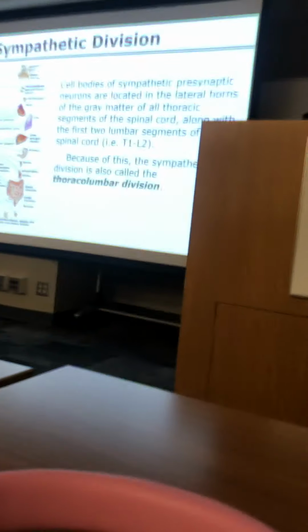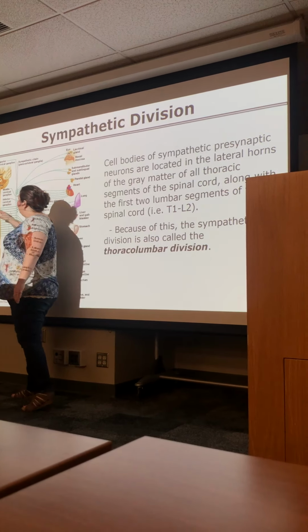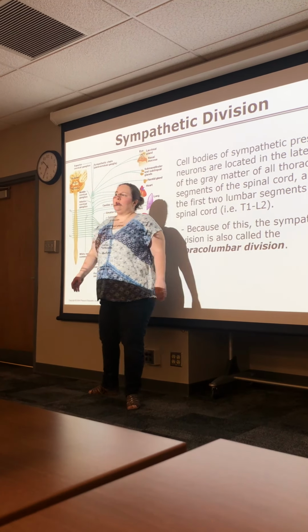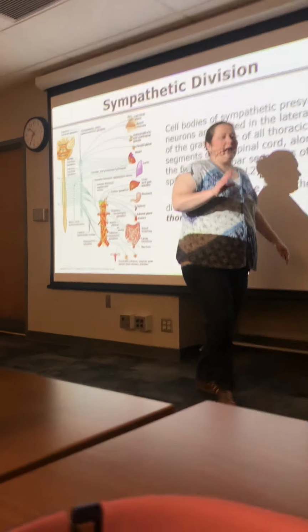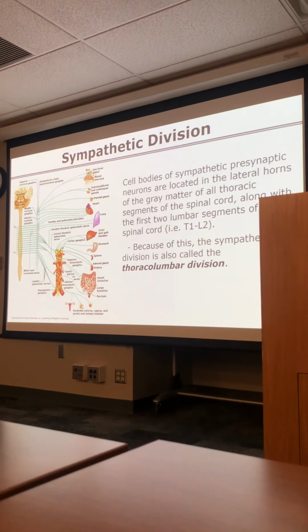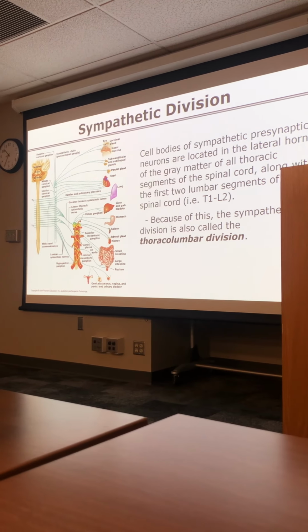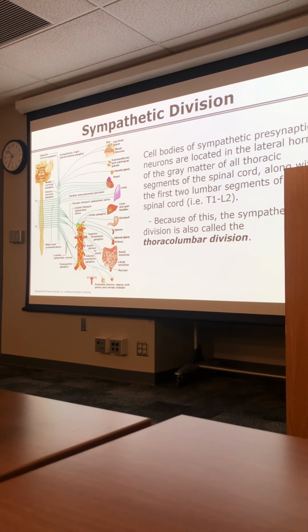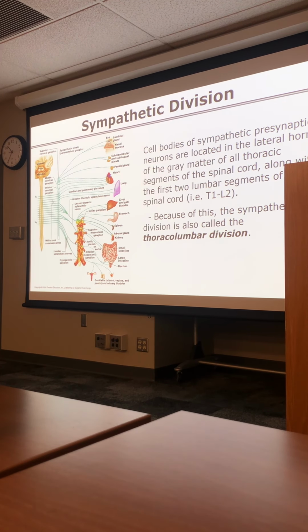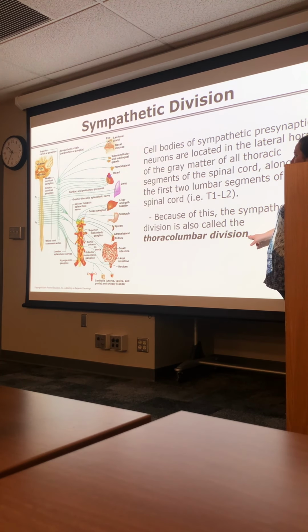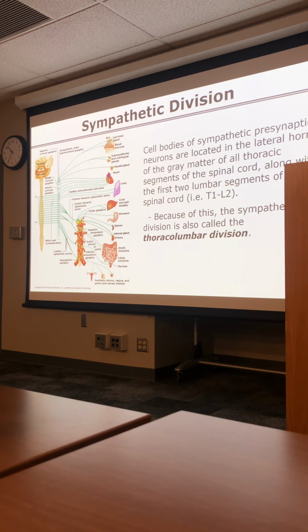T1 to L2 region of the spinal cord. And so in that T1 to L2 region, not only do we have anterior horns, not only do we have posterior horns, but we're also going to have lateral horns. And in the lateral horns are the cell bodies of our preganglionic sympathetic neurons. Because we're originating in that region, it's also known as the thoracolumbar division.